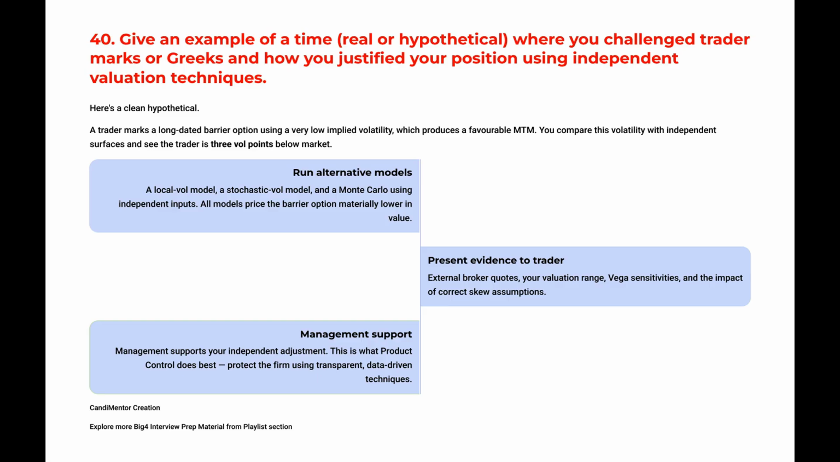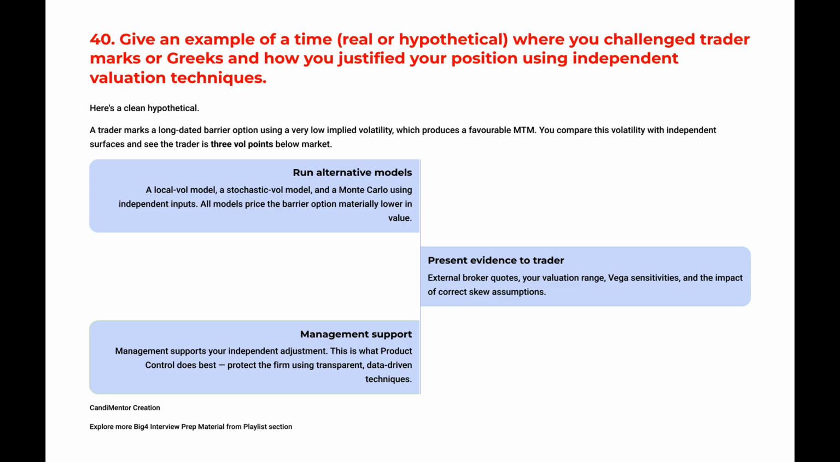Give an example of a time, real or hypothetical, where you challenged trader marks or Greeks and how you justified your position using independent valuation techniques. Here's a clean hypothetical. A trader marks a long-dated barrier option using a very low implied volatility, which produces a favorable MTM. You compare this volatility with independent surfaces and see the trader is 3 vol points below market.